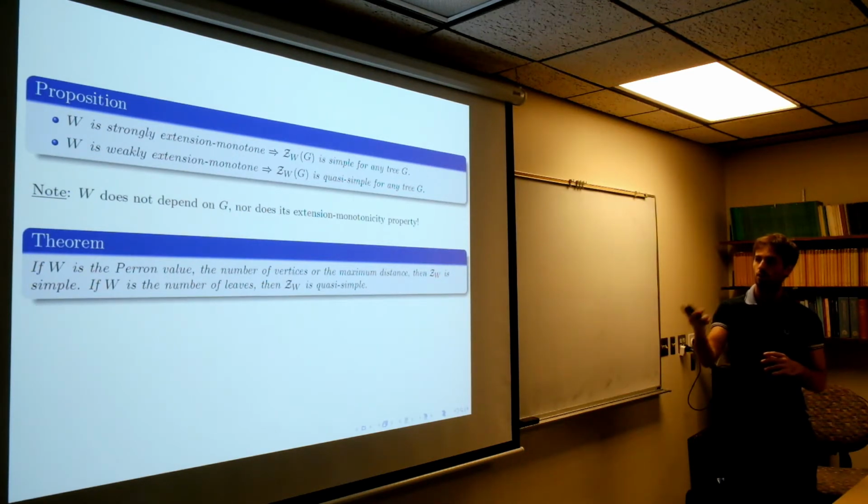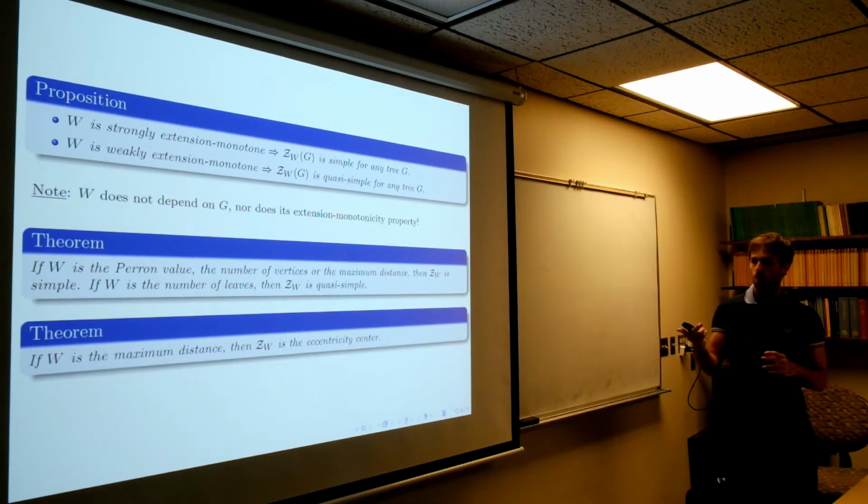So in this case, ZW is quasi-simple. And also, quite a funny thing is that whenever we take W to be the maximum distance function, then the W center we have is exactly the eccentricity center. And this is kind of surprising, at least to me, because the eccentricity center comes from a different optimization problem. But on trees, whenever we choose W to be this maximum distance, we actually have that the eccentricity center can also be obtained by this different optimization problem.